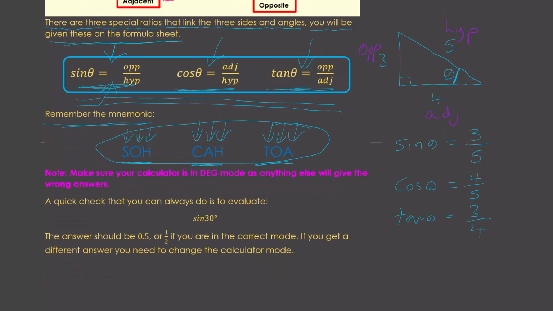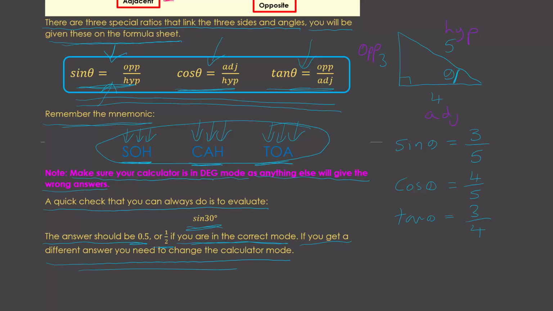When working in year 9 in trigonometry, you need to make sure your calculator is in degree mode, as anything else will give the wrong answers. It will give some very funny answers at times. A quick check that you can always do is to evaluate sine of 30, and the answer should be 0.5 or a half if you are in the correct mode. If not, you need to change to degree mode. If you get a different answer, you're going to need to change that calculator mode.